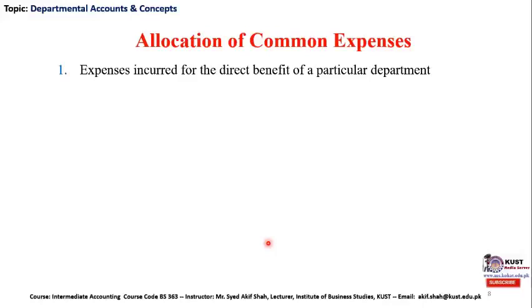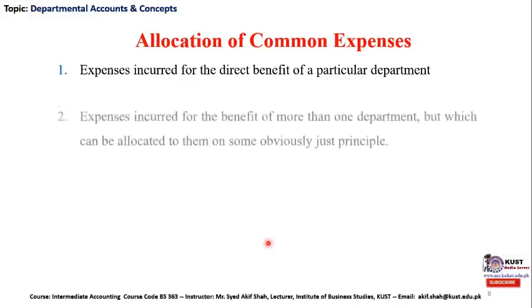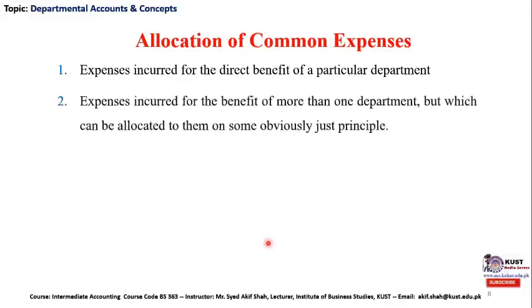So we basically have 4 different kinds of conditions for allocation of expenses. First one is expenses incurred for the direct benefit of a particular department. Let's have an overview in this slide and then we will discuss these 4 points one by one in detail in upcoming slides.